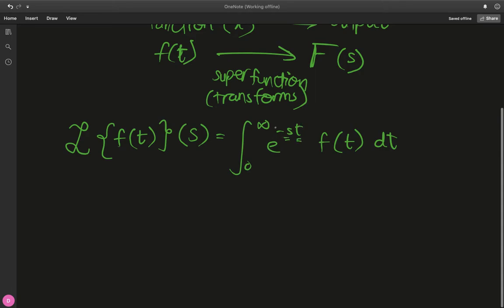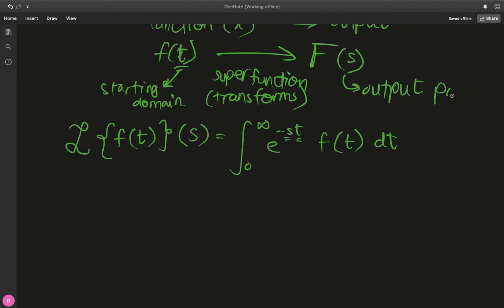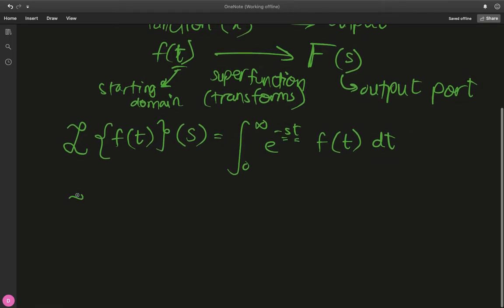So this original t is the starting domain of the function. So I call this the starting domain, more like the input port, and s is the output port. I mean, you don't even need to have with respect to s. You can have any constant. Say you have the Laplace transform of f of t with respect to, say, the natural log of a.